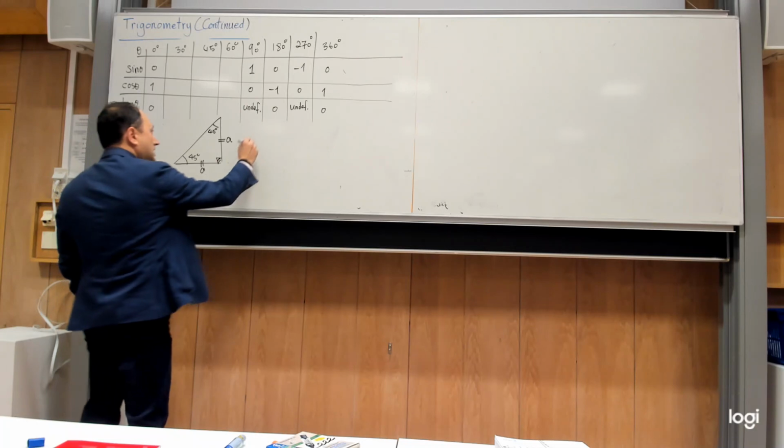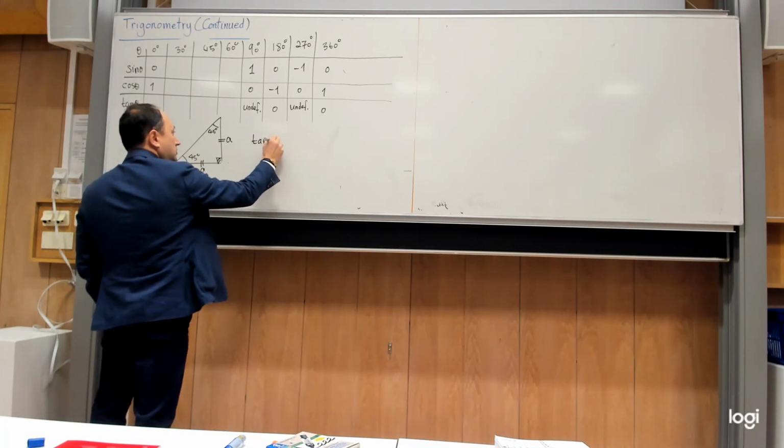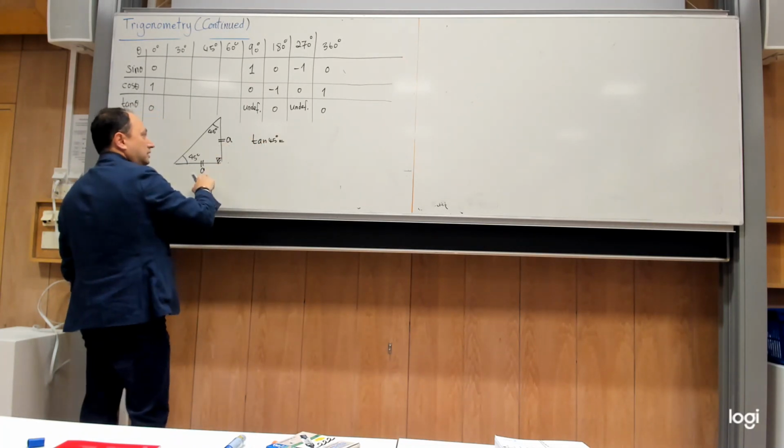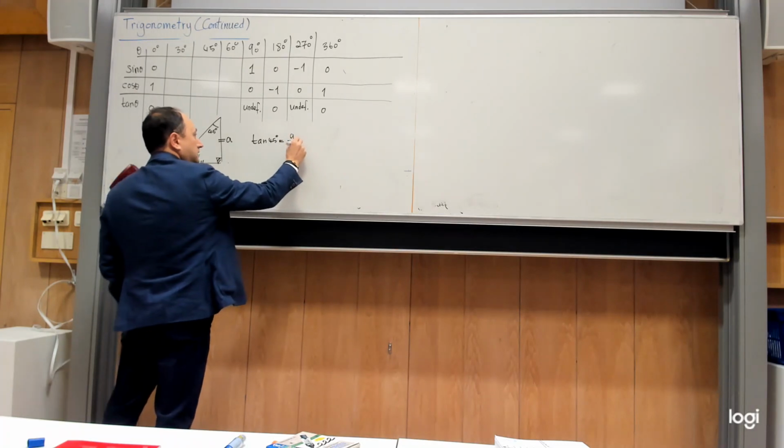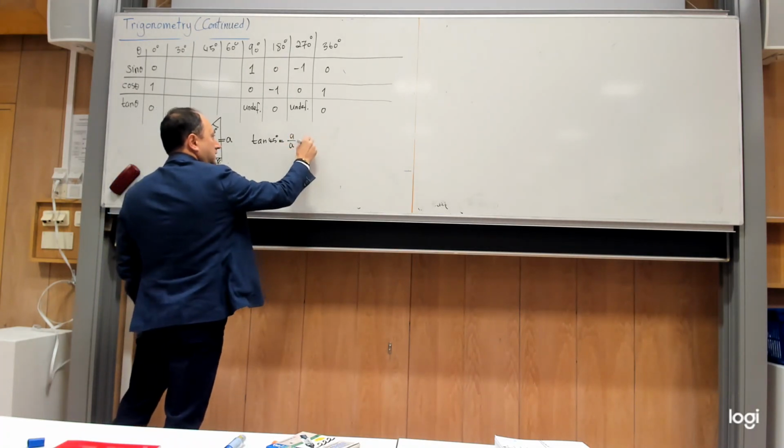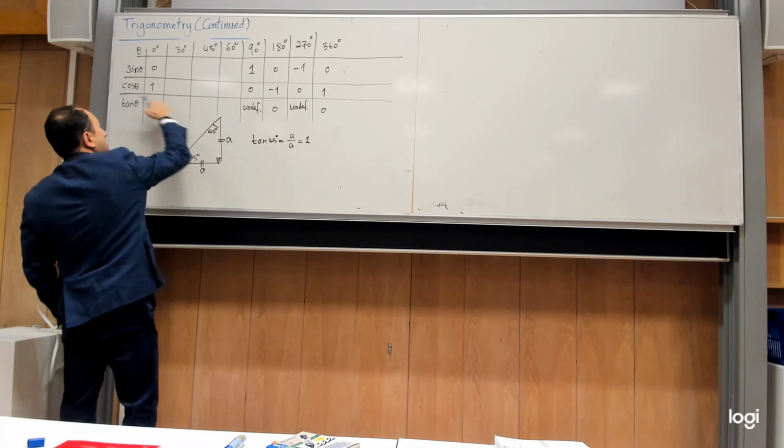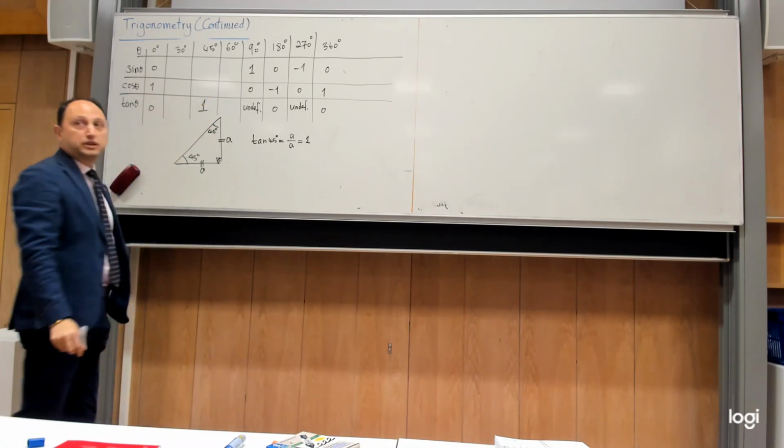So now if I ask you what is tangent of 45, you answer the opposite side divided by the adjacent side. Independent of the value that you choose for A, this value is 1. So tangent of 45, I have this number equal to 1.